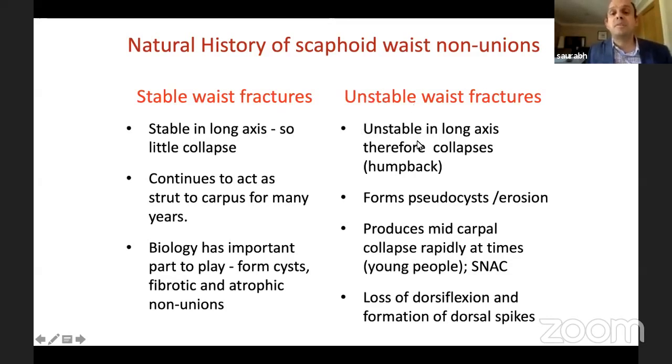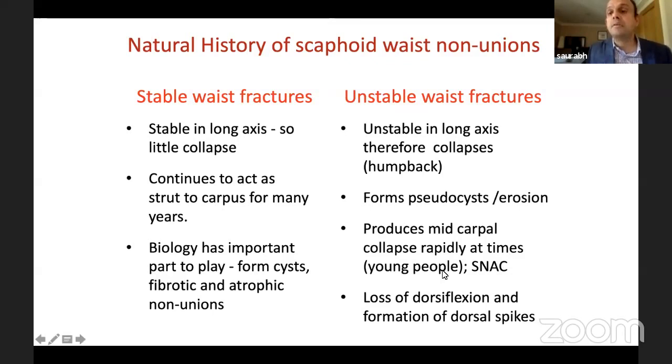Unstable waists, obviously, don't take the load, they're unstable in the long axis. So they start collapsing. I'll show you in the next slide what it means, which is known as a humpback. And obviously cysts will form, we know that. Erosion, I'll show you in the next slide. And then of course, they are the ones which go into SNAC 1, 2, 3, 4. So midcarpal collapse happens.